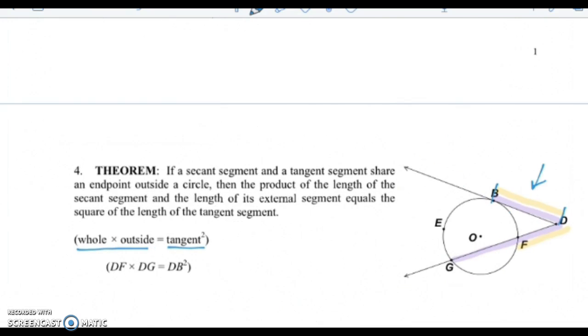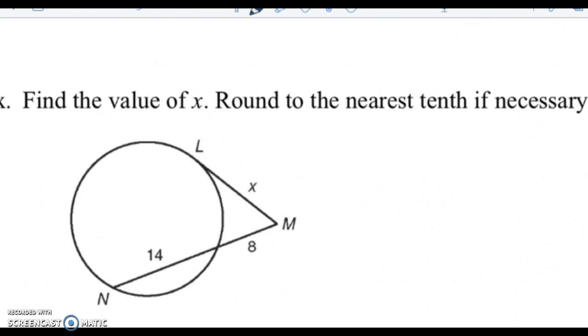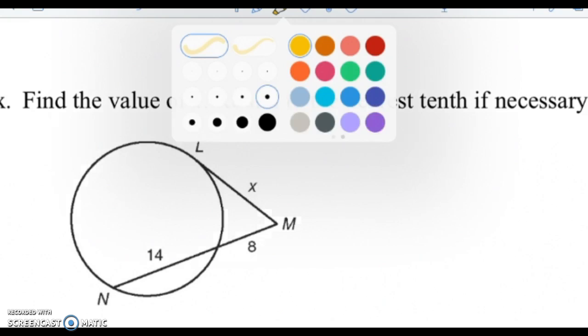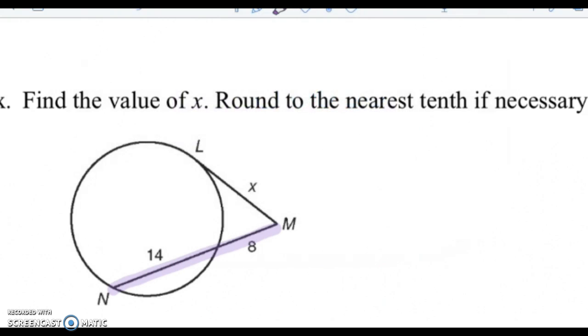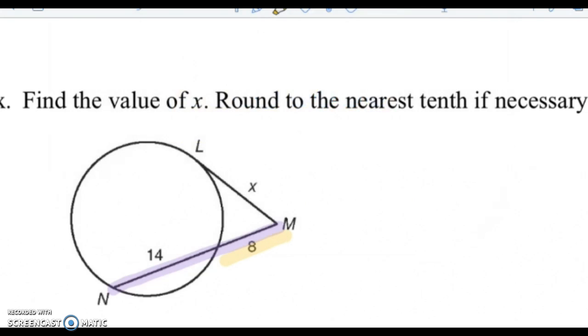So let's look at an example of this one. So we want to find the value of x. So let's do some highlighting here. So for the secant, this is my whole. This is the outside. For my tangent, x is the whole, and x is also the outside. So it's the same thing there.